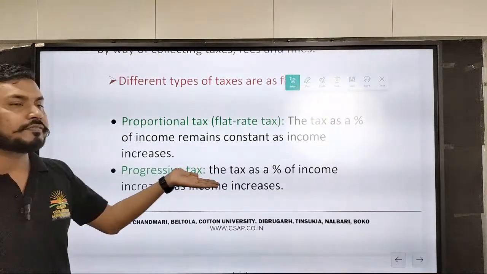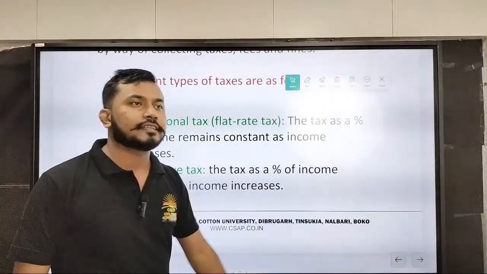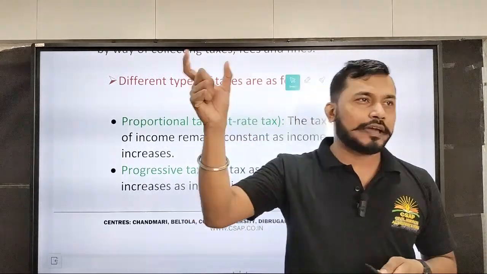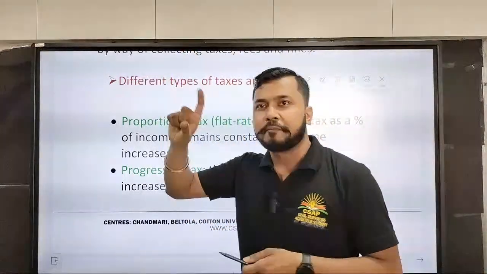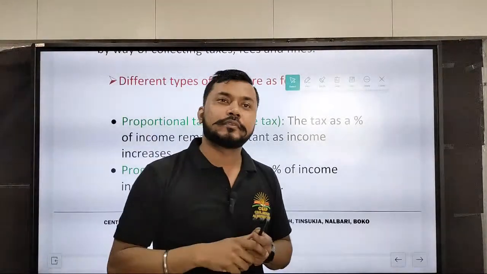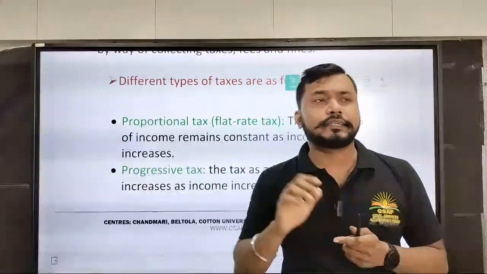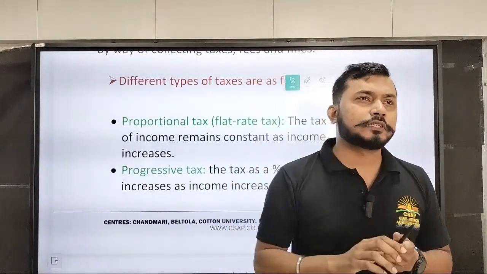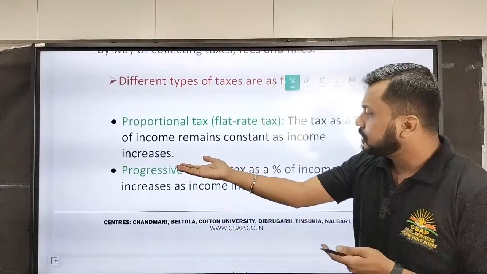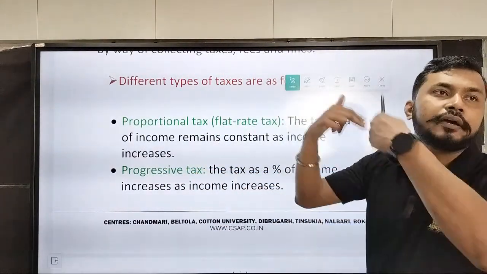Next is the progressive tax. That means tax as a percentage of income increases as income increases. Our Indian system follows this: 0 to 5 lakh, 5 to 10 lakh, and so on. No tax, 5% tax, 10% tax, 15% tax, and it keeps increasing. Whenever income is 10,000 the tax is 1%, for 20,000 it will be 2%, for 30,000 it will be 3%, for 40,000 it will be 4%, and so on. So that is known as progressive tax: the tax as a percent of income increases as income increases.